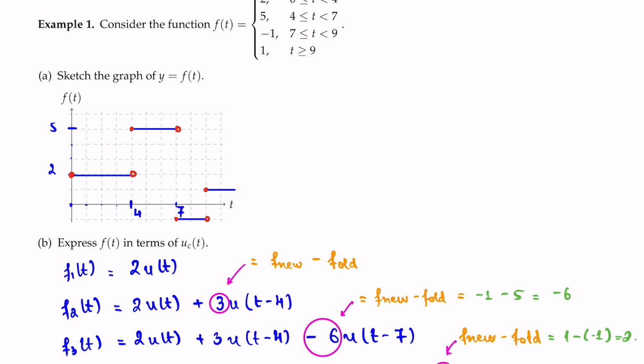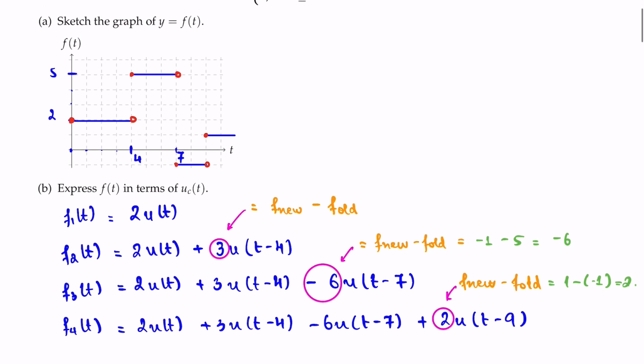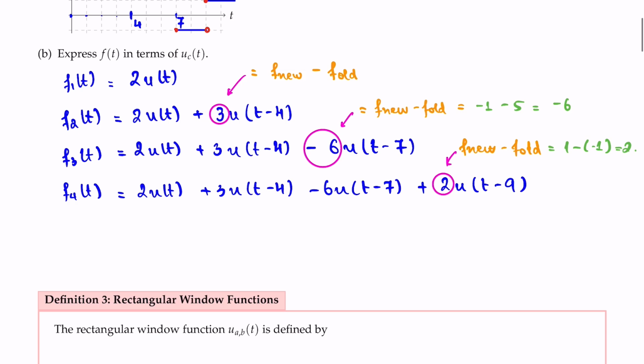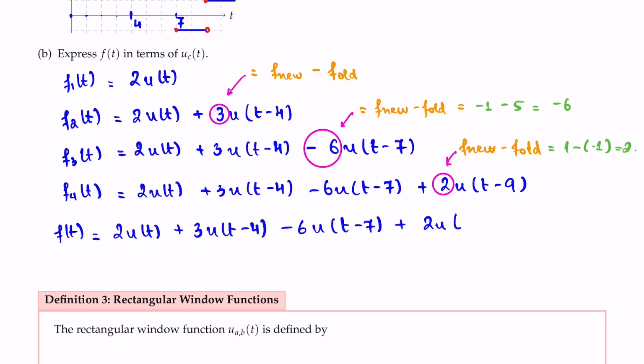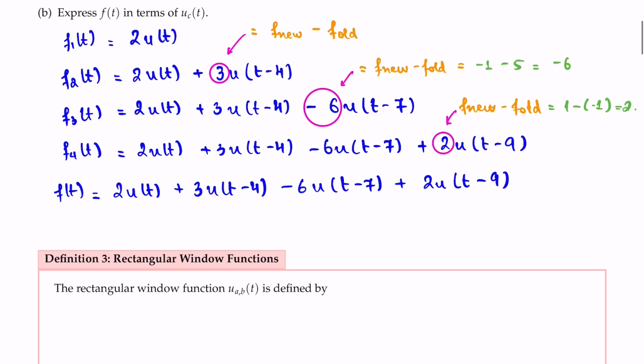Or in other words, the piecewise defined function can be represented using the unit step function and the shifted unit step functions. You're okay with these calculations, right? So this is the function that you're looking for. Let me conclude that f of t is equal to 2 times u of t plus 3 times u of t minus 4 minus 6 times u of t minus 7 plus 2 times u of t minus 9. Okay, so that is the function that you're looking for.